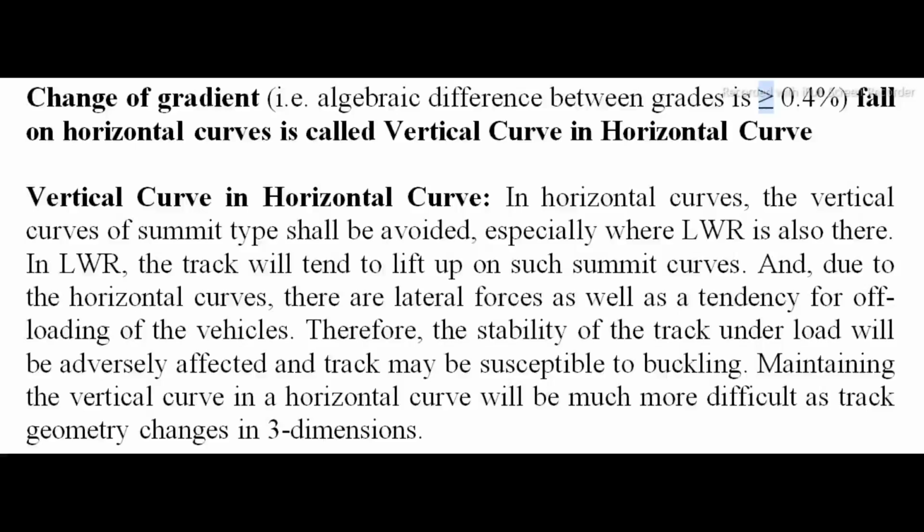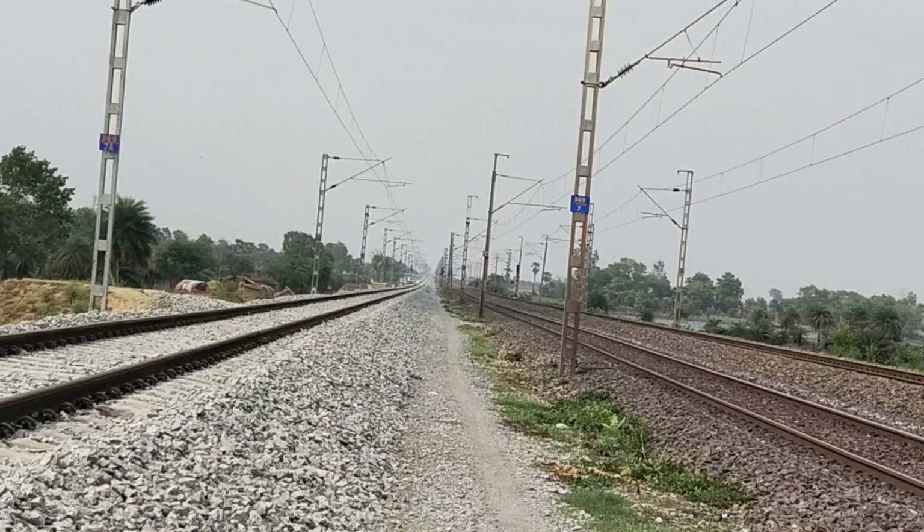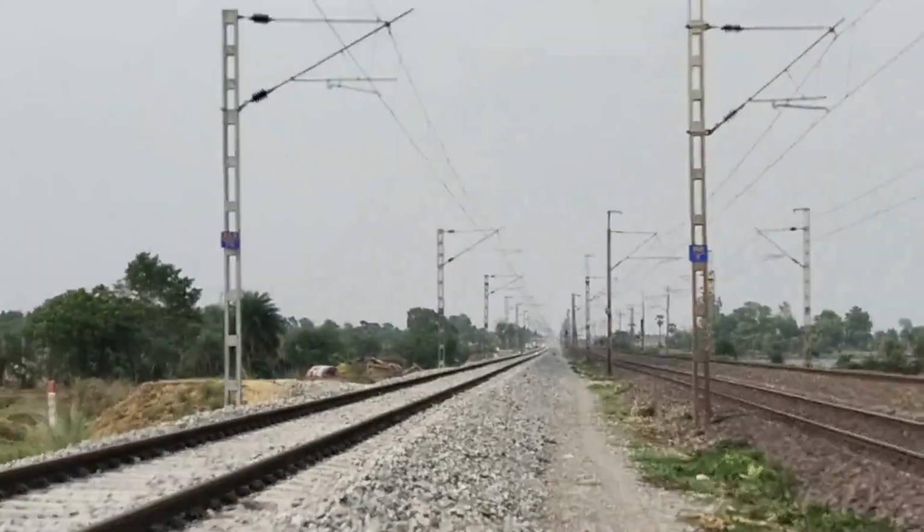Change of gradient, that is the algebraic difference between grades, greater than or equal to 0.4% falling on horizontal curves is called a vertical curve in a horizontal curve. Vertical curve in horizontal curve.